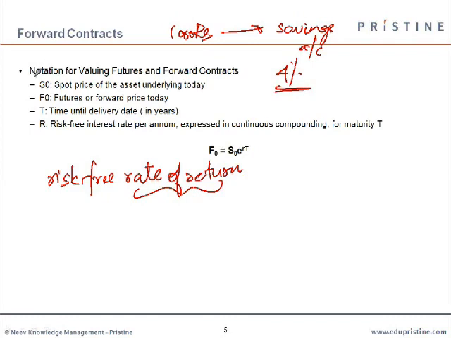Now, Gopal Krishna, the point that I'm saying is, when I'm entering into a forward contract, at time t equal to 0, right, I enter into an agreement at what price I am going to purchase sometime later.